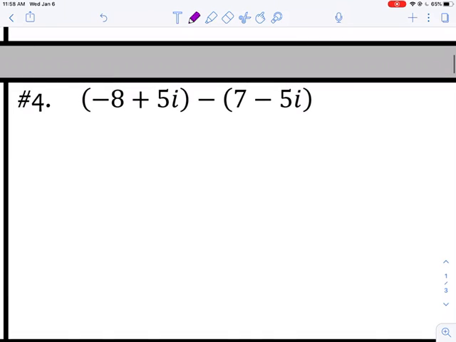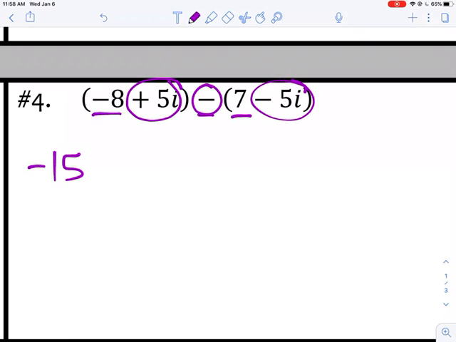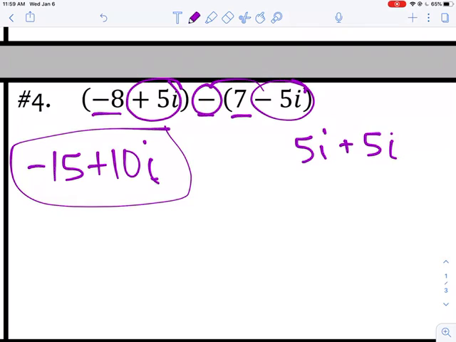Again, number 4 has a subtraction sign in the middle, so we're just simply adding and subtracting our like terms. -8 minus 7 is -15, and 5i minus -5i, so that turns into 5i plus 5i. Anytime I subtract a negative, they come together. So that gets us plus 10i for our final answer.